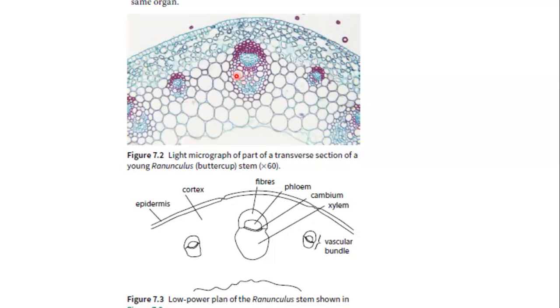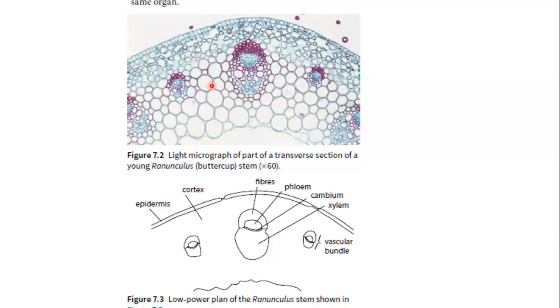Now over here, can you see these large vessels? These large vessels are all xylem vessels. All right, and these purple cells that you can see surrounding the vascular bundle, these are your fibers. And I'll tell you guys the name of these fibers later on. Okay. This over here, the outermost layer of cells, is your epidermis.